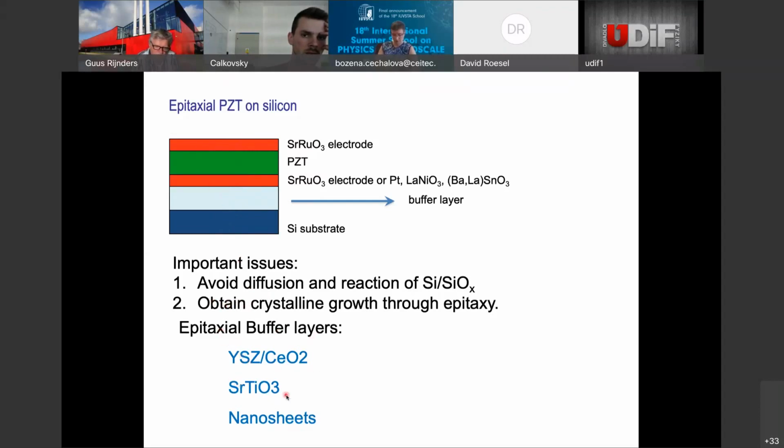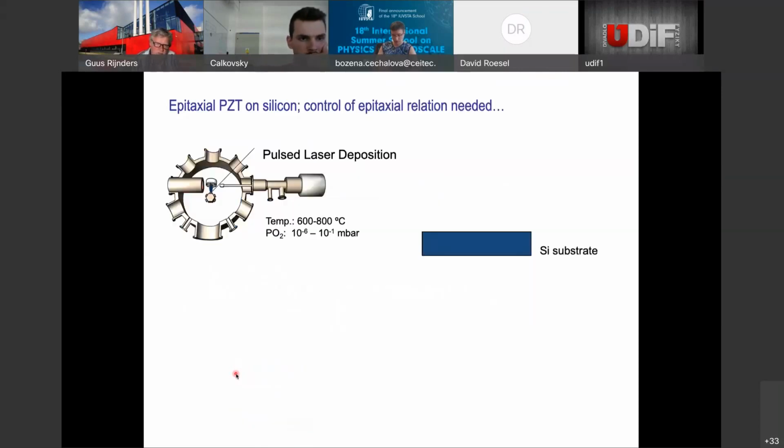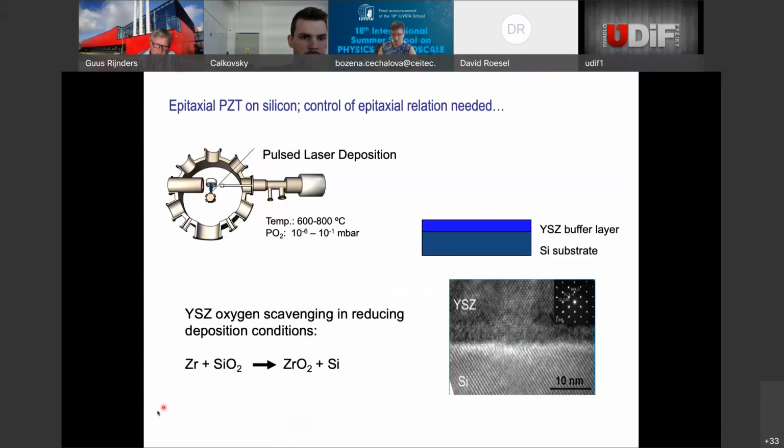And what I will show mainly are two ways to do it. This is with yttrium stabilized zirconia cerium oxide buffer and nanosheets. We also did strontium titanate, but I will not go into that, maybe just a little bit. So what do you do? You have your silicon substrate. We deposit, let's say, a YSZ buffer layer, and this is not so easy. So this is already an oxide. You have to grow it on silicon, which is very easy to oxidize.